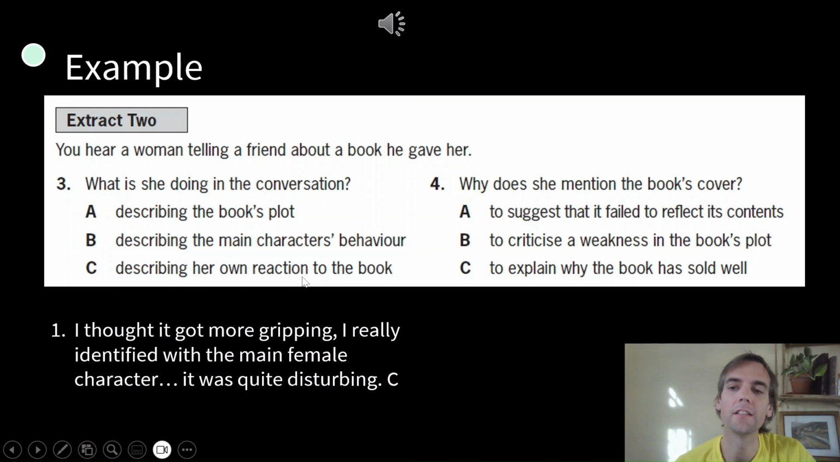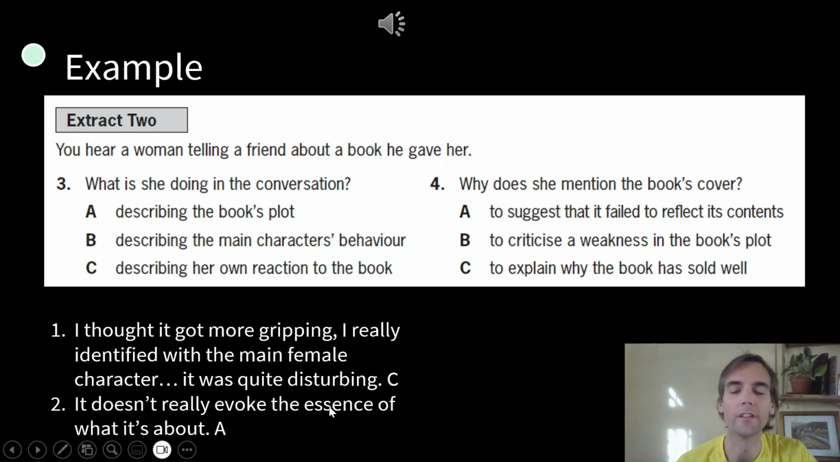And number 4, the cover doesn't evoke the essence of what it's about. It fails to reflect its content. This is quite a clear synonym. The book sold well, but not, in her opinion, because of the cover. What does she know? She doesn't know the connection. And it's not really criticising the plot, no. So C and A, 2 more marks. I hope you did well.